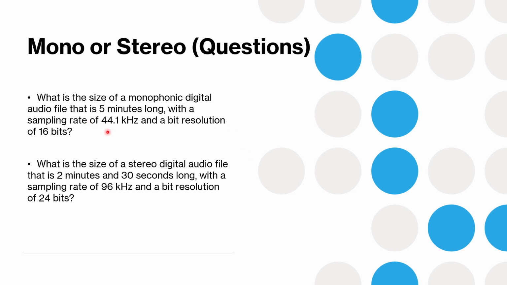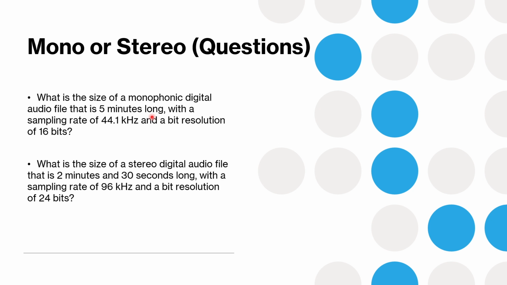From this question, we can see that the sampling rate is 44.1 kilohertz. We've been given the time to be 5 minutes. And I told you from the beginning that time computations should always be converted to seconds. So 5 minutes converted to seconds is going to be 300 seconds, because 60 seconds is equal to 1 minute. So 5 times 60 is going to be 300 seconds.